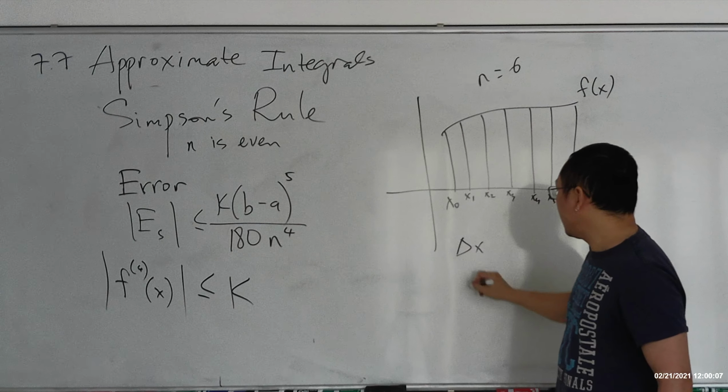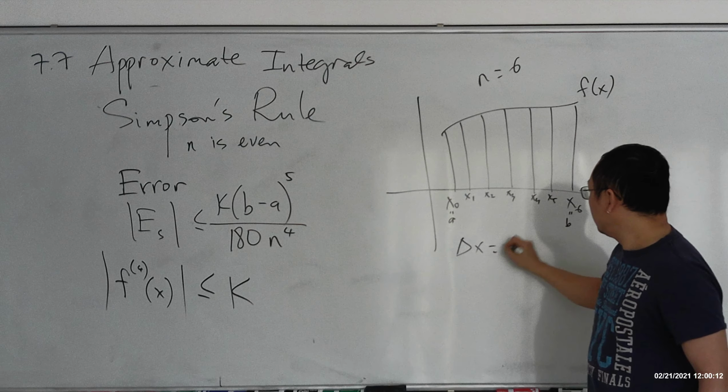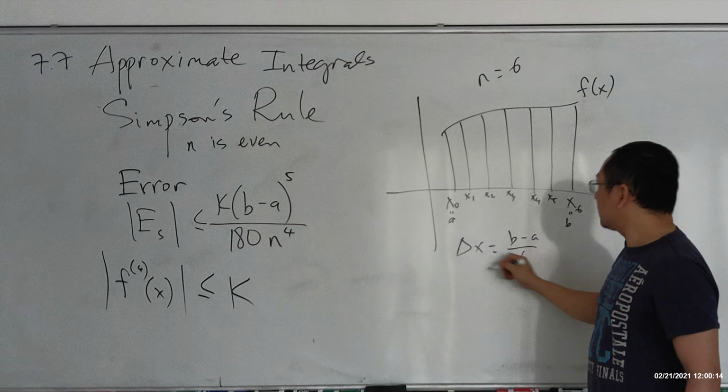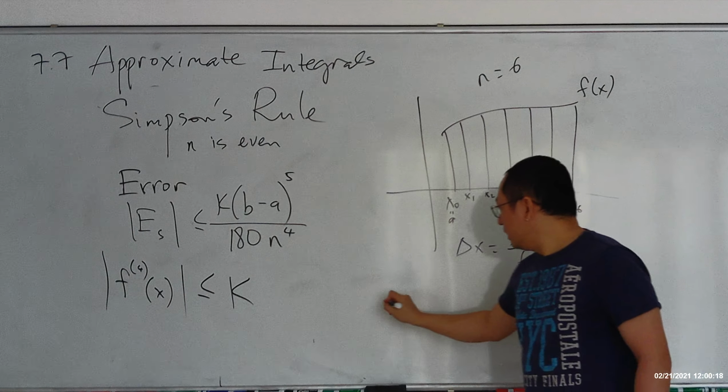Of course, delta x is calculated as before. This is a right here, this is b right here. So delta x is b minus a, divided by 6.